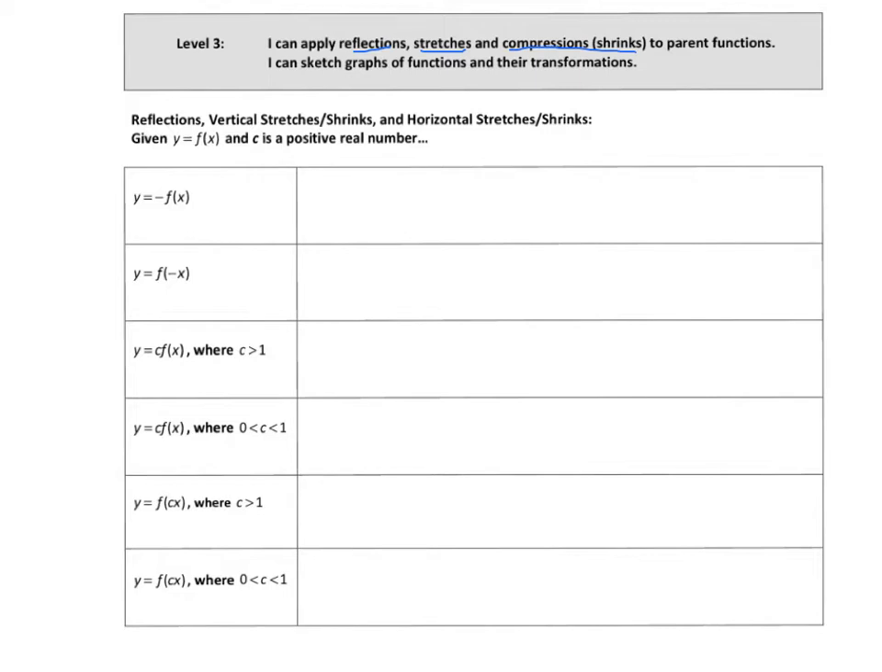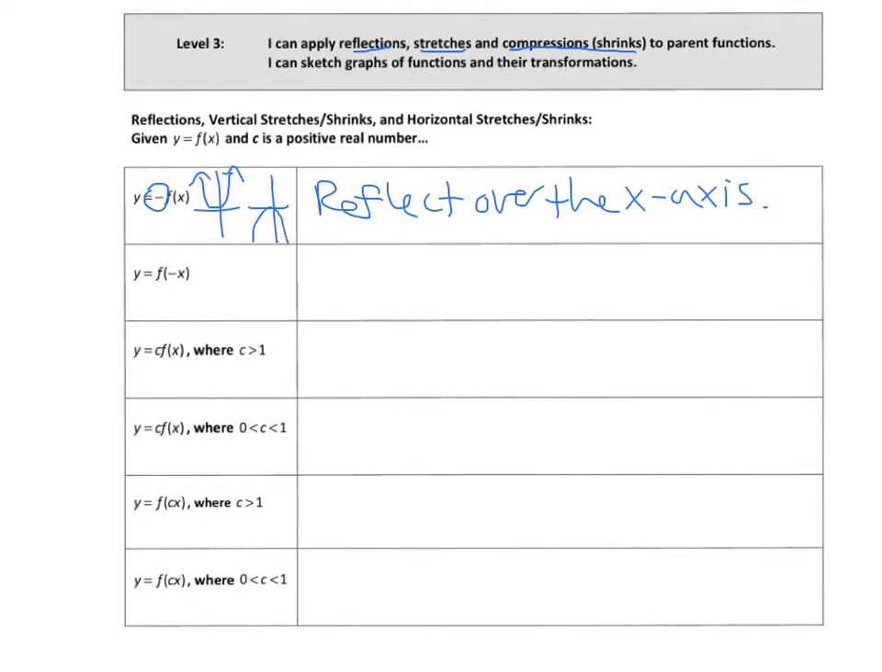A negative inside or outside of the function causes a reflection. If the negative is outside the function, anything that happens outside affects it vertically. It affects the y values. So the function would reflect vertically, over the x-axis. Now, even though we have the word x-axis, this is affecting the y values. Imagine if you had a parabola facing up and you reflected it over the x-axis, it would end up upside down. So it's a vertical reflection, top to bottom. It reflects over the x-axis.